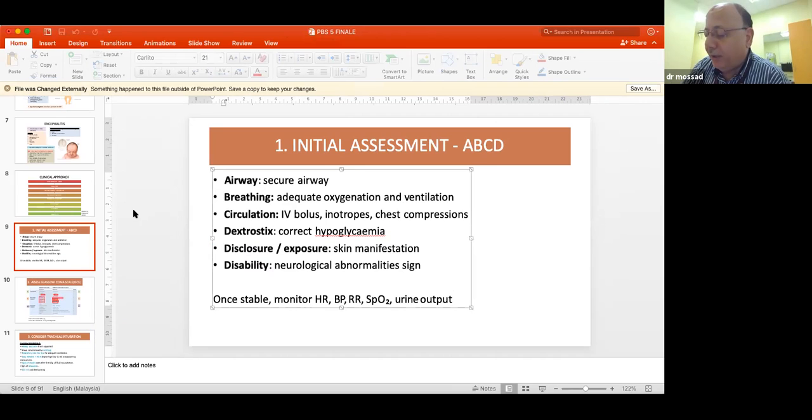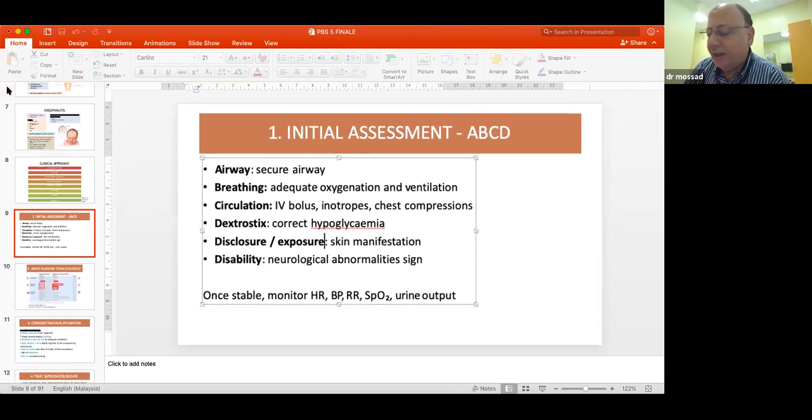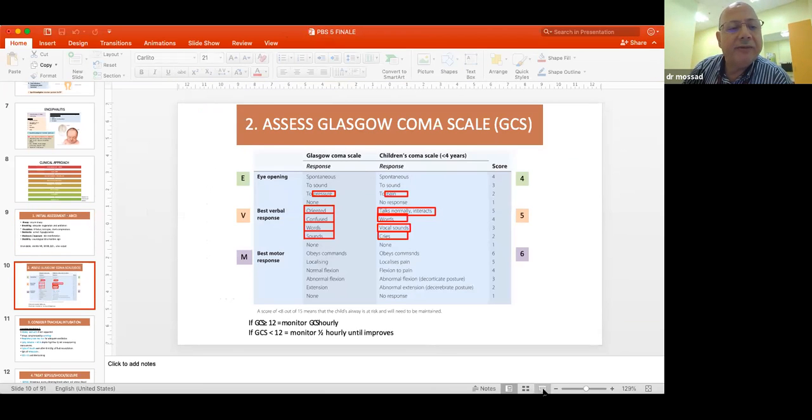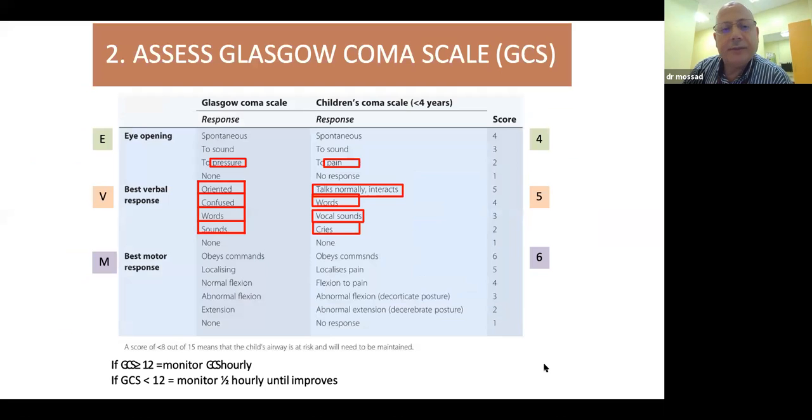The other thing, about the Glasgow Coma Scale, it is very important, but you put two numbers, below 12. If it is more than 12, I need to go hourly, okay? If less than 12, it will be half hourly. If 8 or less, I will intubate and go for continuous monitoring.